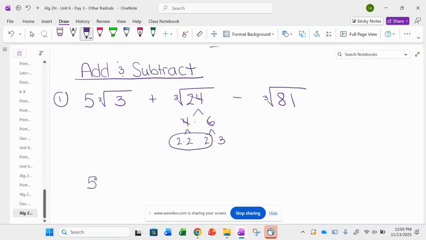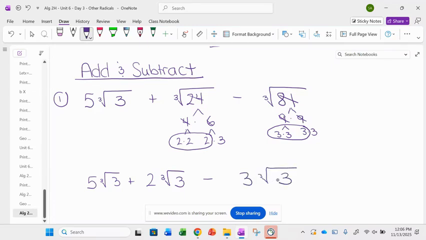So now we have 5 times the cubed root of 3 plus 2 times the cubed root of 3. And now we got to break down that 81. So I have 9 and 9. And then 9 becomes 3 and 3, and the other 9 becomes 3 and 3. So we have a triplet there. So we have 3 times the cubed root of 3.